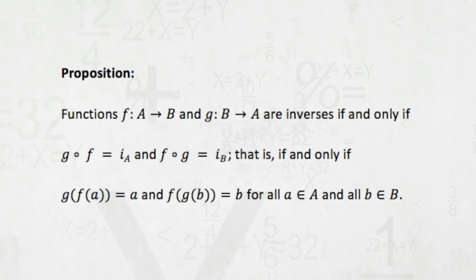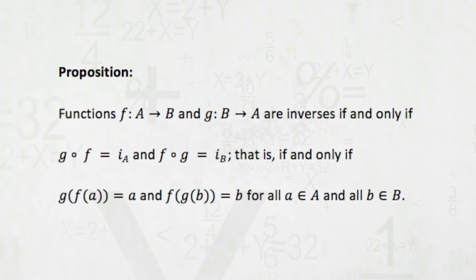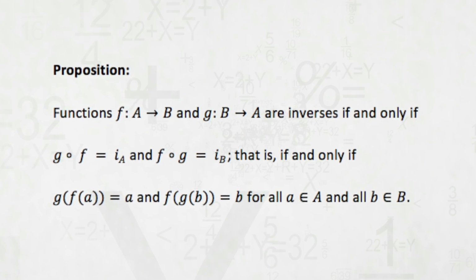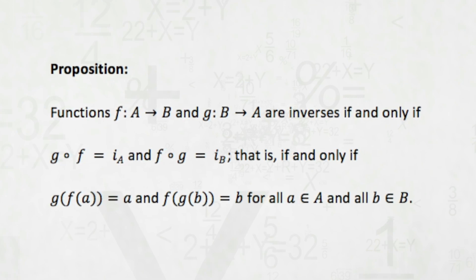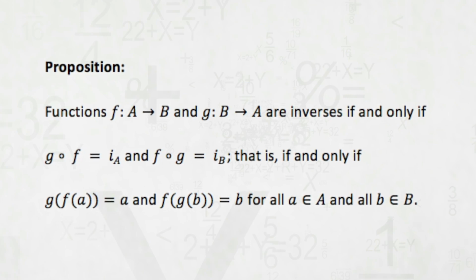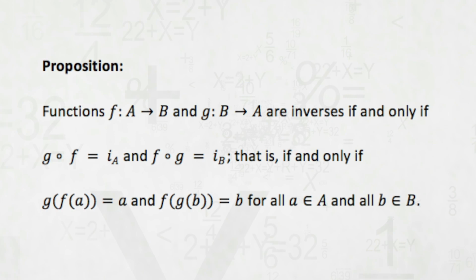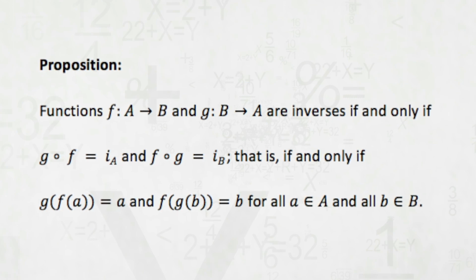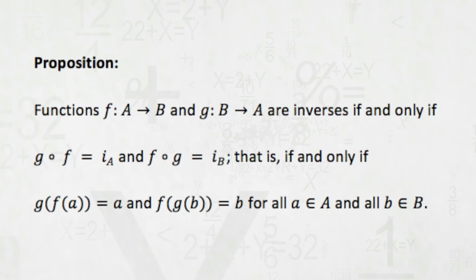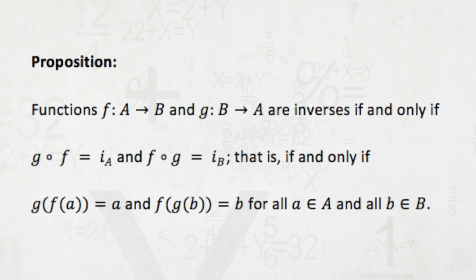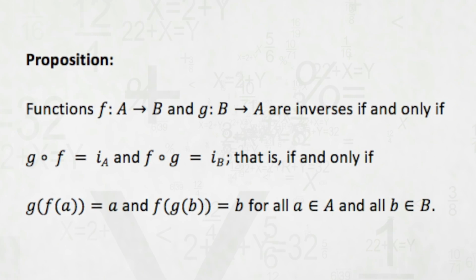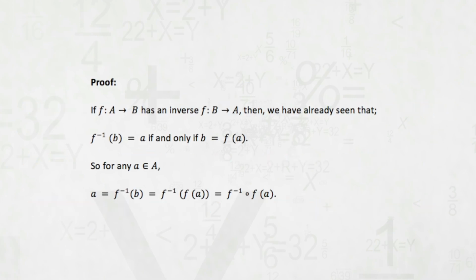Proposition: functions f from A to B and g from B to A are inverses if and only if g composition f is equal to I_A and f composition g is equal to I_B. That is, if and only if g of f of a is equal to a and f of g of b is equal to b, for all a belonging to A and for all b belonging to B. We shall see the proof.